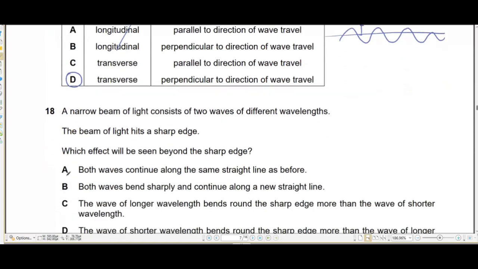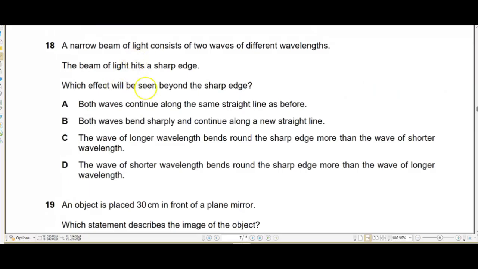Question number 18. A narrow beam of light consists of two waves of different wavelengths. The beam of light hits a sharp edge. What effect will be seen beyond the sharp edge? If there is an effect that is seen beyond the sharp edge, it has everything to do with diffraction. That is the bending of the light.